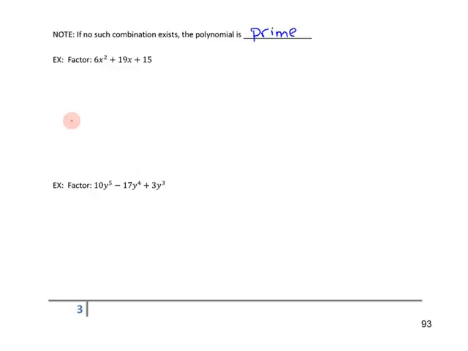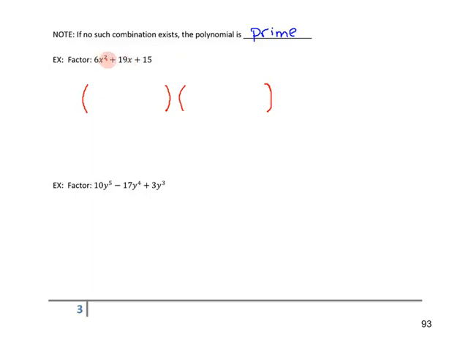Alright, let's do a couple of problems using that strategy. First of all, is there a GCF here? Well, 19 is a prime number. It doesn't have anything that divides into it except itself and 1, so it can't have a GCF. They don't even all have an x. This one doesn't have an x in it. So now let's set up our answer.